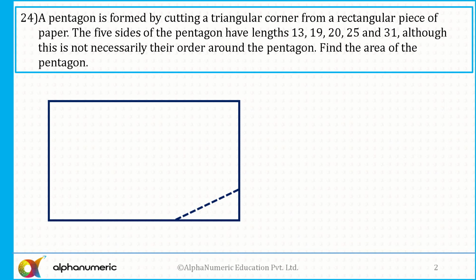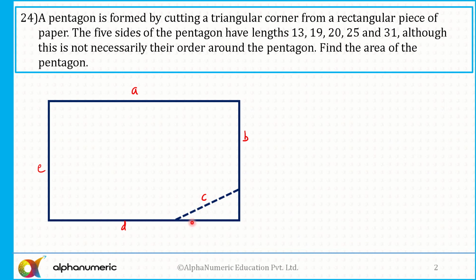Okay. So what are the five sides of the pentagon? Let's say this side is A, this side is B, this is C, this is D, and this is E. Now, as we know, in a rectangle the opposite lengths are always equal. So if you observe here, this side is equal to A, the entire thing. So this length will also be equal to A. Look at the laser pointer. So this is also equal to A.